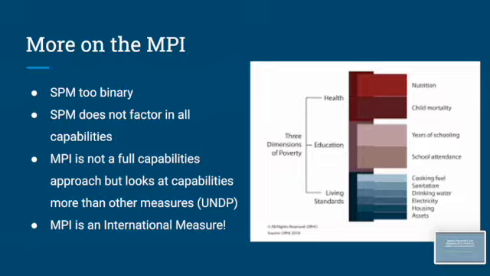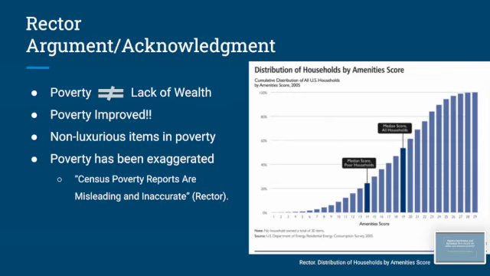This claim was backed up using RECS data from 2005, analyzing access to amenities in poor households. Living conditions are analyzed based on the 30-item list of amenities, so a household score can range from 0 to 30, depending on what you have. Quote, poor households had a median household amenity score of 14. This is from Rector. The households had items such as air conditioning, a clothes washer and dryer, cordless phones, and a coffee maker. Rector continues his argument that, quote, census poverty reports are misleading and inaccurate.